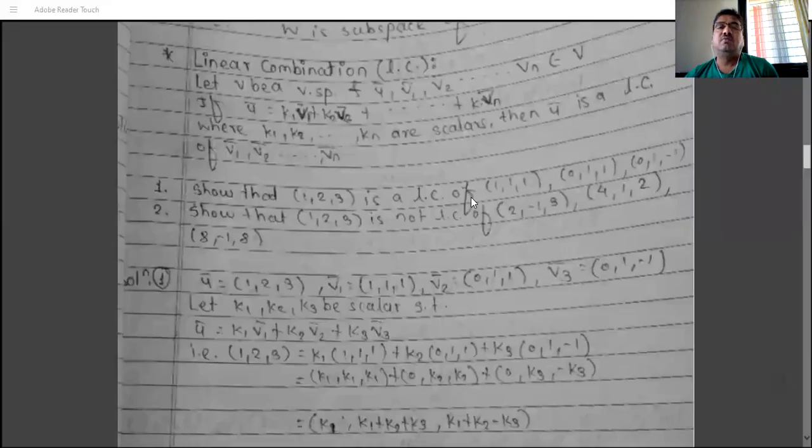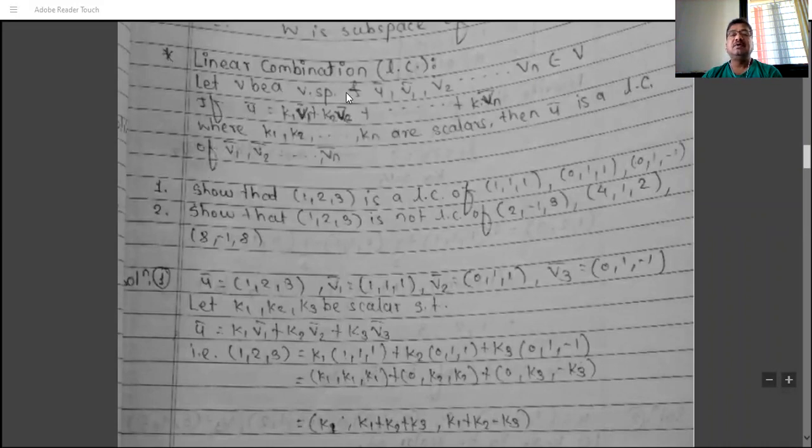Next topic is linear combination, shortly denoted by L.C. Let V be a vector space and u bar, v1, v2, ..., vn bar belong to V, that is, the vectors of vector space V, elements of V. Then if u bar is expressed in the form k1 v1 bar plus k2 v2 bar plus ... plus kn vn bar, where k1, k2, ..., kn are scalars, that is, real numbers, then we say that u bar is a linear combination of v1, v2, ..., vn.